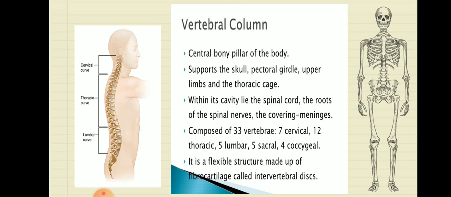Now in the slide you can see that it is also known as the pillar of the body because it supports the skull, the pectoral girdle, upper limbs, and the thoracic cage. Thoracic cage is the rib cage which we have seen. Pectoral girdle, we'll talk about it in the coming slide. Then upper limbs are the hands. So it provides the support to all these parts.